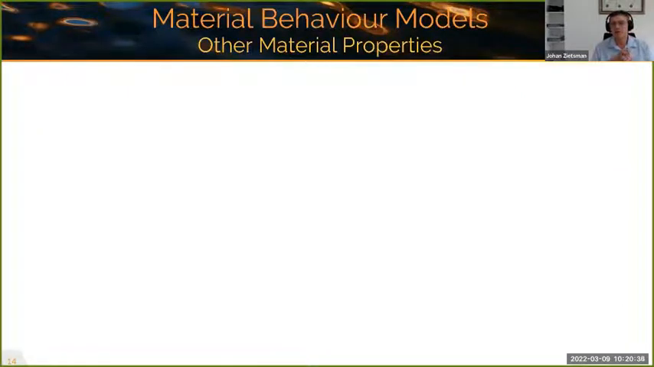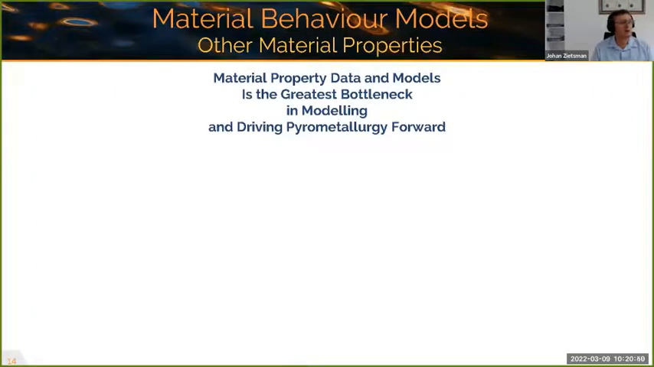Now, the thermochemical behavior is really important because the second law of thermodynamics is really the foundation of how the process behaves. But there are a number of other properties that we also really need to be aware of. And if we consider modeling, and if we consider making progress in pyrometallurgy in general, I think one of the biggest bottlenecks, if not the biggest bottleneck to our progress in our field is the availability of good quality material property data and material property models.